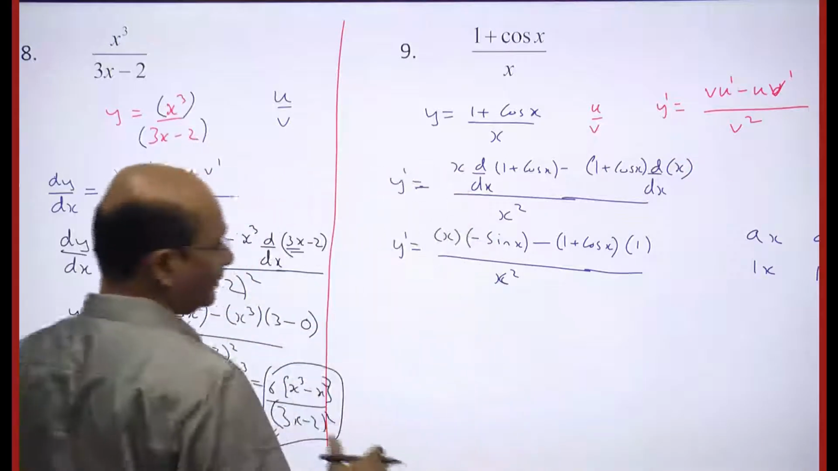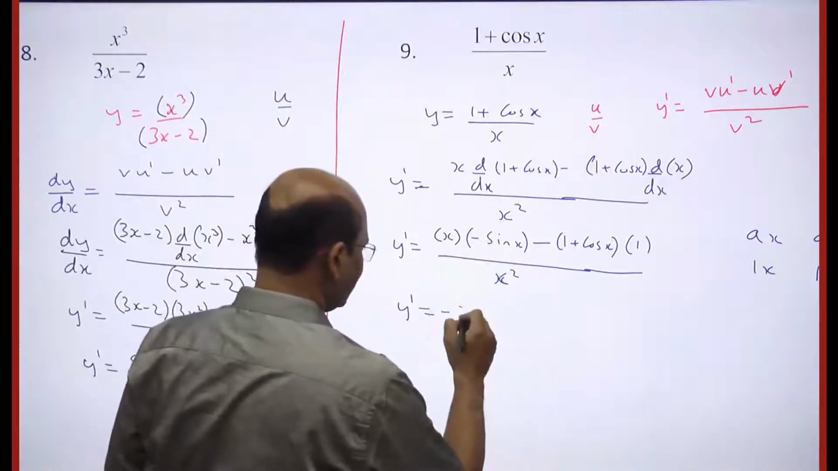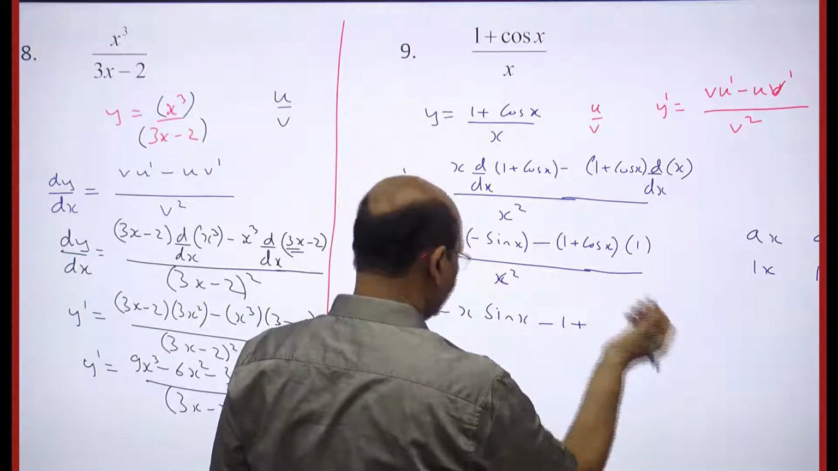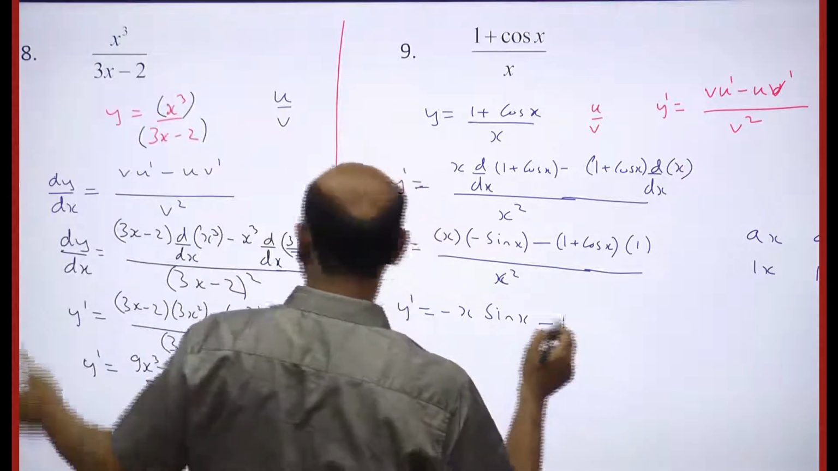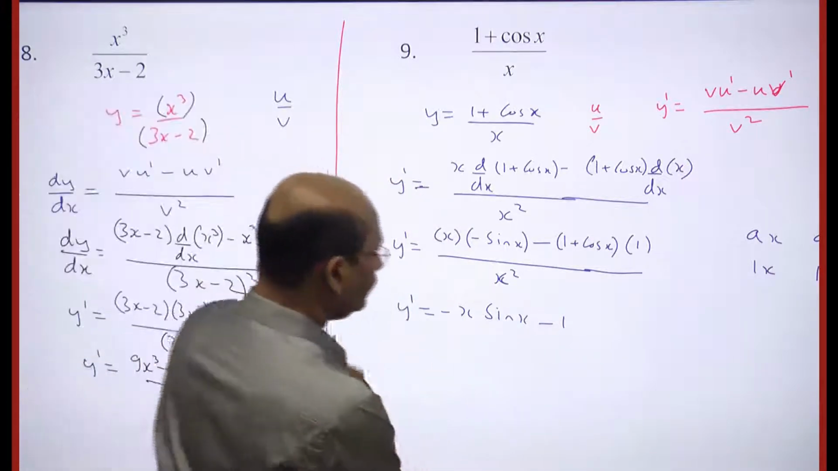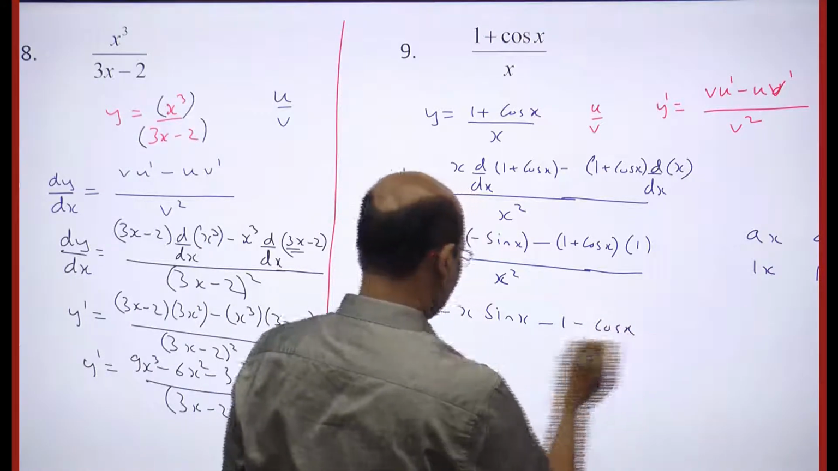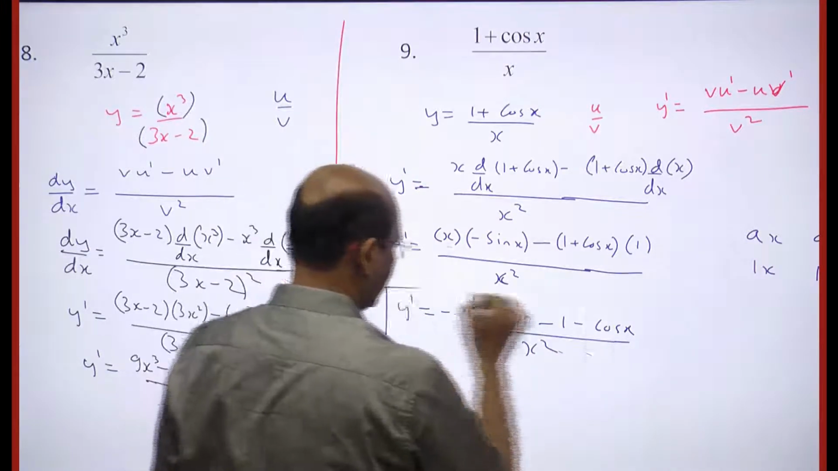So coming to the point, I just simplify this quickly. So y dash will be minus x sin x minus 1 plus, sorry, beg your pardon, there is a minus sign because the inside sign will change. So what will happen? Minus 1 minus cos x. I don't think any simplification is possible further, so this will end the solution here.